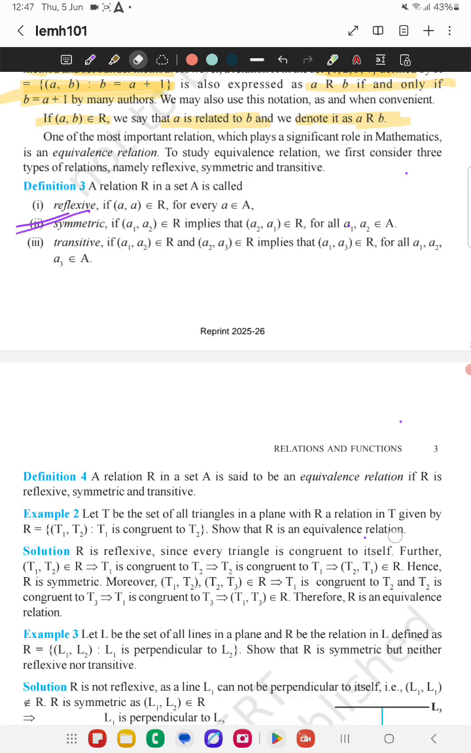Then next we have the transitive relation. Transitive relation means, so in a transitive relation, what do we have?